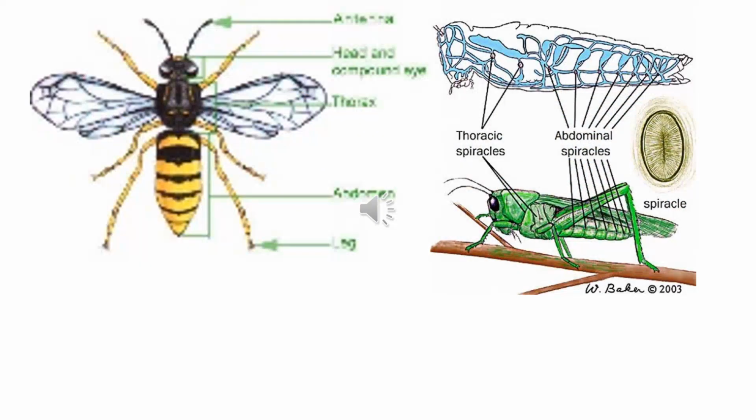The middle portion of an insect's body is called thorax. Wings and legs are attached to this part. Insects have three pairs of legs, or six legs.